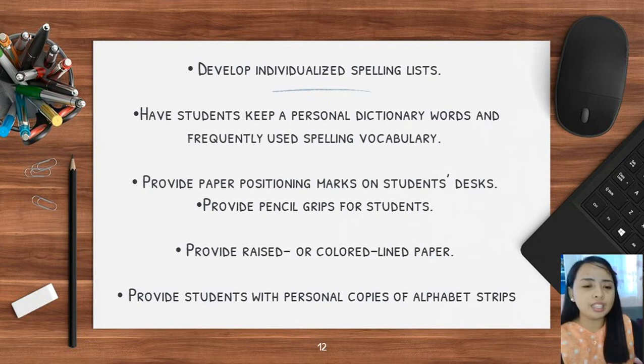So the next one is have students keep a personal dictionary of words and frequently used spelling vocabulary. First, we know that young children acquire vocabulary indirectly. First, by listening when others speak or read to them, and then by using words to talk to others. As children begin to read and write, they acquire more words through understanding what they are reading and then incorporate those words into their speaking and writing. So vocabulary knowledge varies greatly among learners. The word knowledge gap between groups of children begins before they enter school.